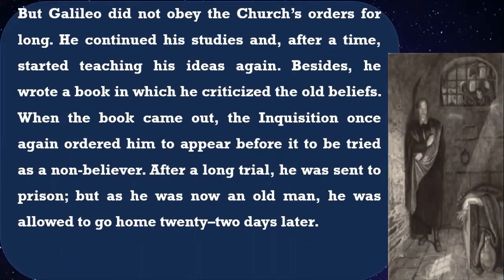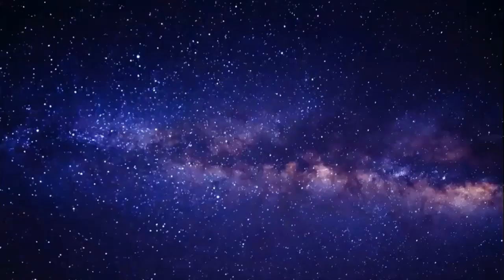See, there's a picture here where he's sent to prison. They completely declared that he's a non-believer and sent him to prison. But as he was now an old man, he was allowed to go home 20 days later. He was put in prison for how many days? 20 days. Why? Because he was old. The people thought there was no point putting him in prison, and they let him free. So this is a mini story about Galileo, a famous astronomer. In the virtual class, we'll have a clearer overview of him once again.